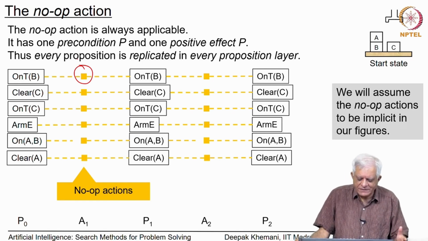As we said, the planning graph is made up of layers, proposition layers and action layers alternating with each other, and the action layers must include all no-op actions as well.